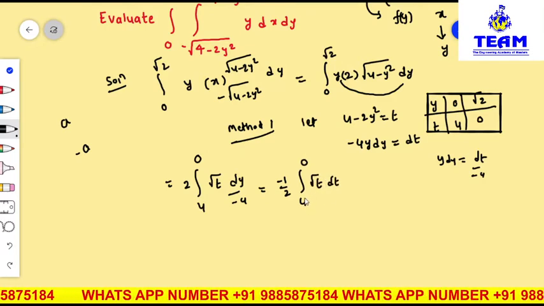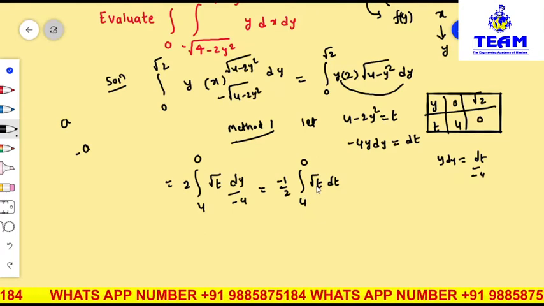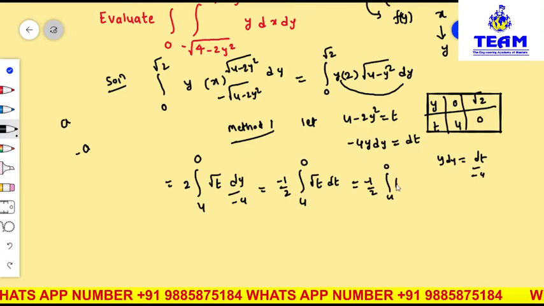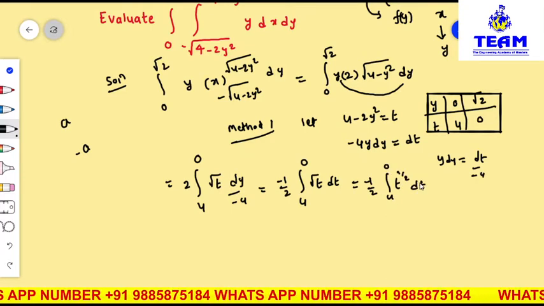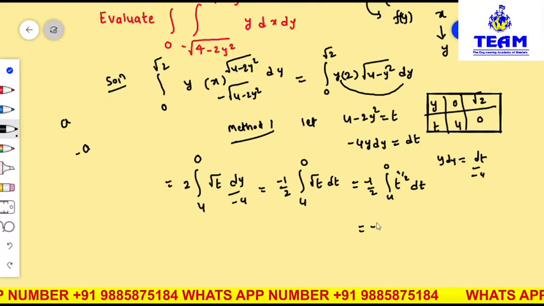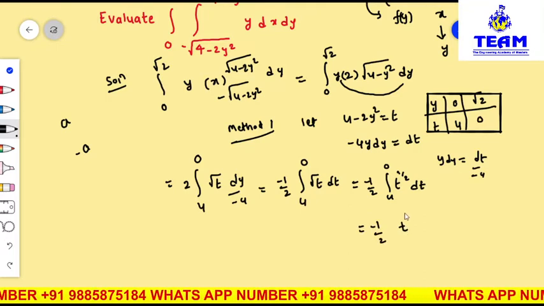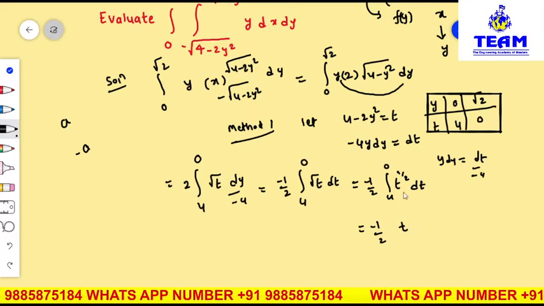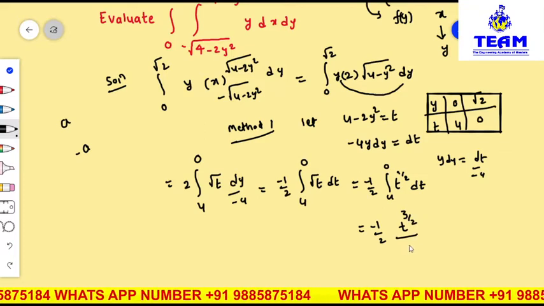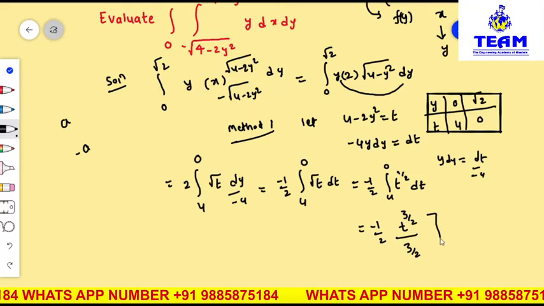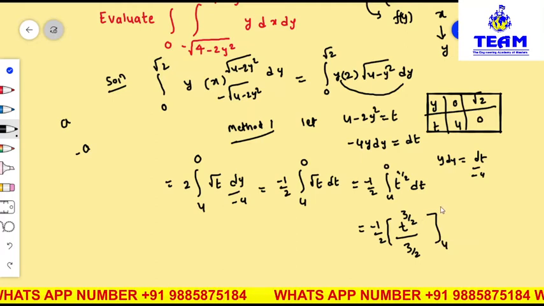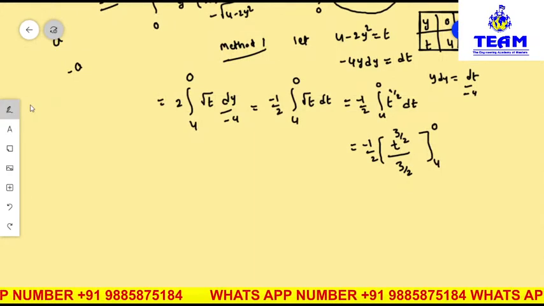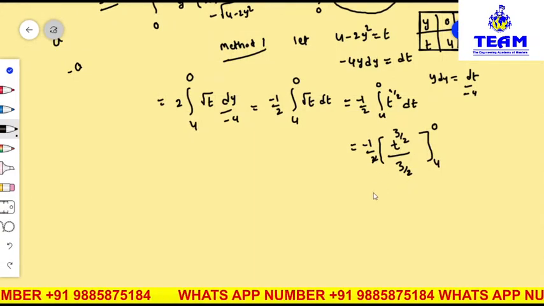Now root t is nothing but t power 1 by 2. So minus 1 by 2 integral from 4 to 0 of t power 1 by 2 dt. The integration of t power n, where n is not equal to minus 1, is t power n plus 1 by n plus 1. What is 1 by 2 plus 1? It is 3 by 2. So I am writing t power 3 by 2 divided by 3 by 2, with lower limit 4 and upper limit 0. Now I will simplify and later substitute these values. Here the 2 gets cancelled.